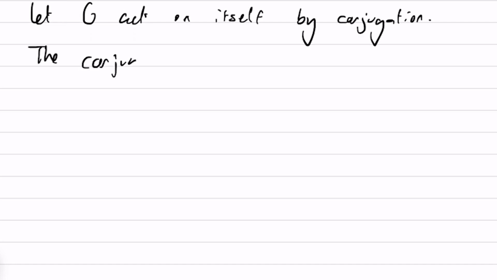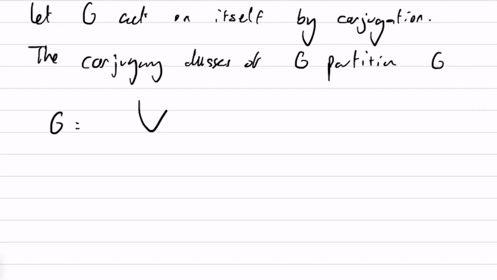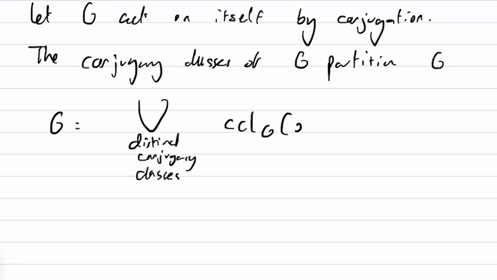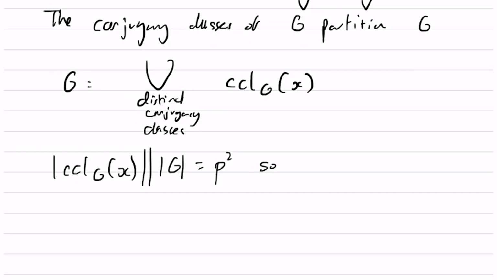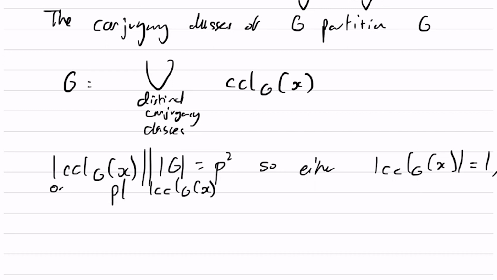The conjugacy classes of G partition G like so. G is the union of distinct conjugacy classes of the elements in G. By the orbit stabilizer theorem, we need to have that the size of the conjugacy class divides the order of the group, p squared. So either the conjugacy class is of size 1 or p divides the size of the conjugacy class.